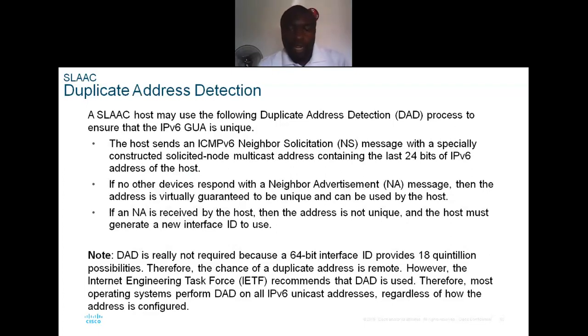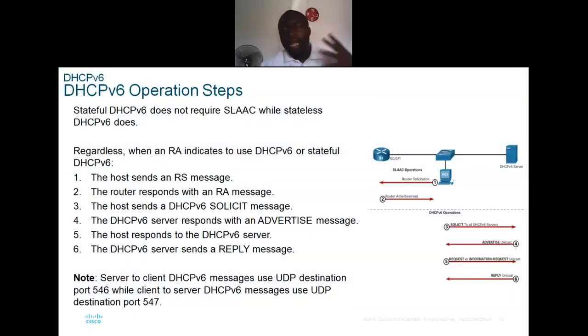If no other device responds to the neighbor solicitation message, then the address is virtually guaranteed to be unique. The host sends an ICMP neighbor solicitation message with a specially constructed solicited-node multicast address containing the last 24 bits of the IPv6 host address, trying to find out if any other device has that address. If there is no response, it assigns it to the host. That is SLAAC that we looked at.